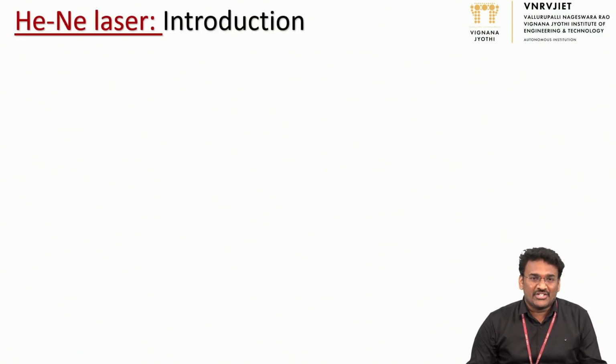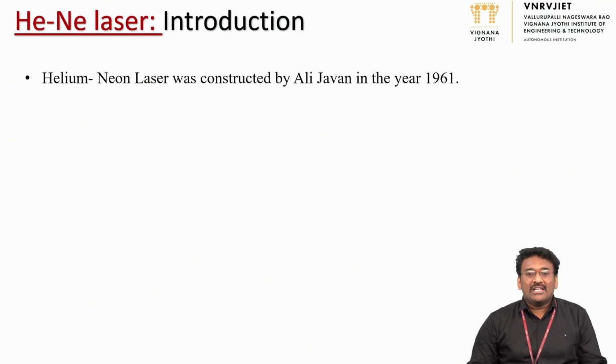Now let's move to the introduction part. The helium neon laser was constructed by Ali Javan in the year 1961, one year after the ruby laser, which was the first laser. It is an example of a gas laser because the active medium is a gas. So it is taken as a gas laser.